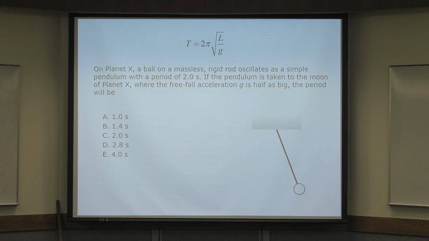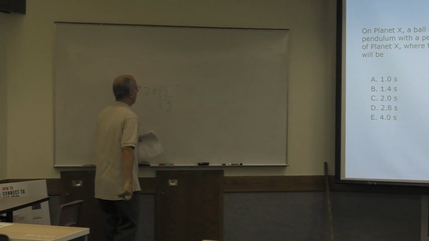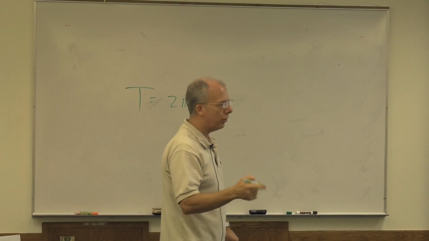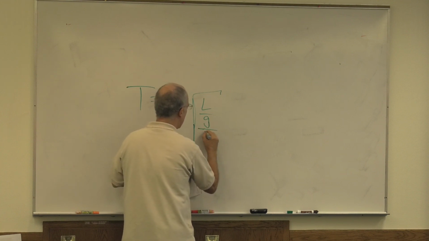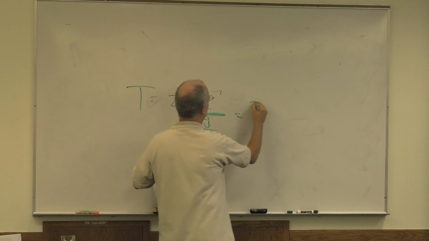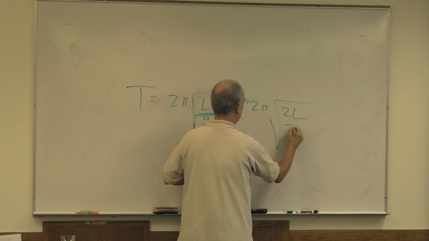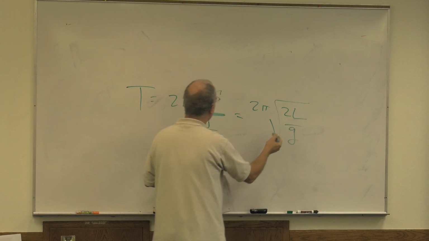Okay, we're back. We're not done. We're back. So the period is 2 pi square root of L over g. Now what they're saying is that the g becomes g over 2, right? That's the same thing as saying 2 pi square root of 2L over g, right? So we have this extra square root of 2, right?